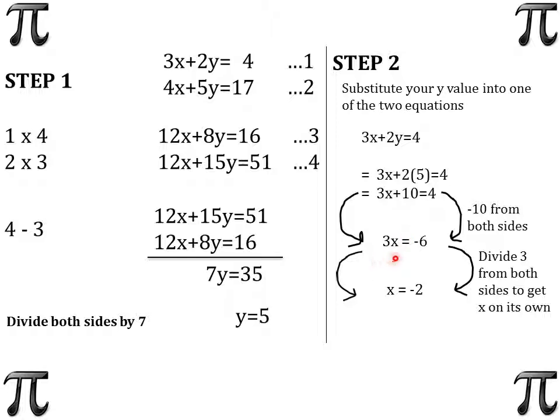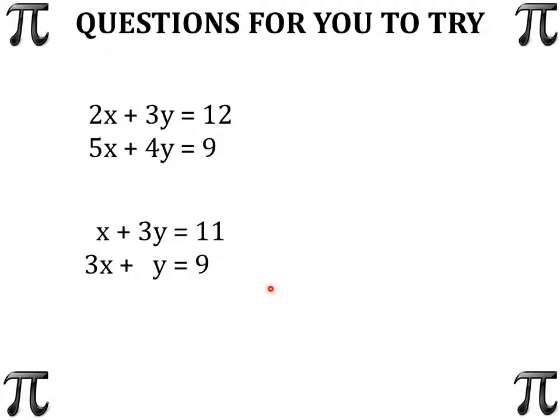Now I think some people would freak out because there's a negative here, but it's fine. You've got 3x equals minus 6. You divide both sides by 3 to get x on its own. A negative divided by a positive is always a negative. So x is equal to minus 2. Simple as. I hope that example made sense to you.